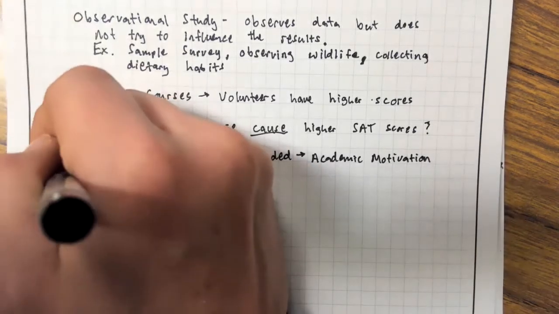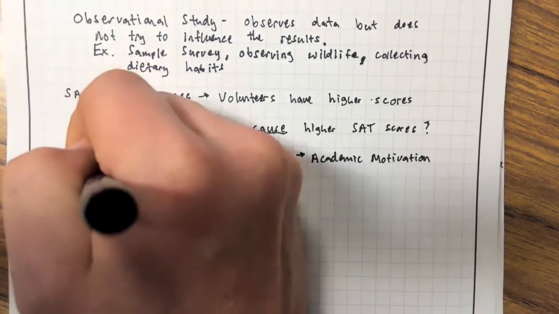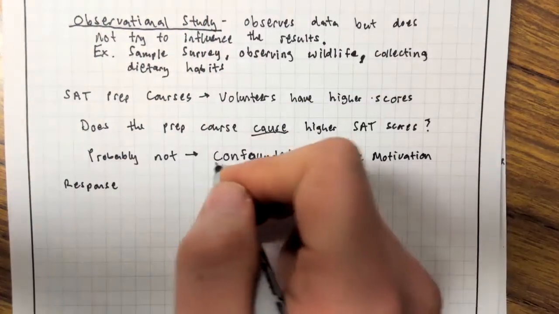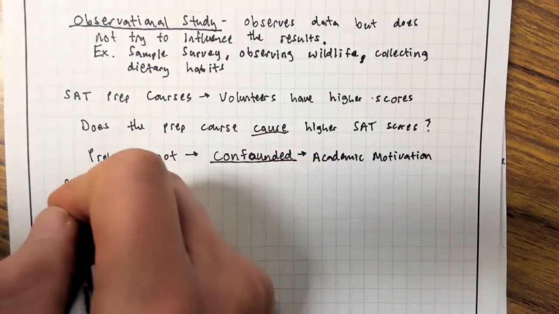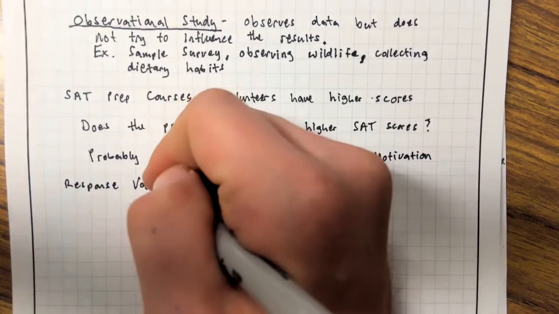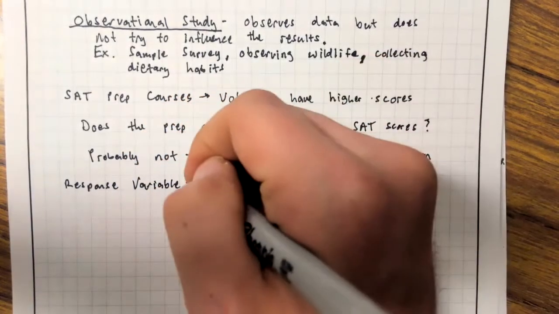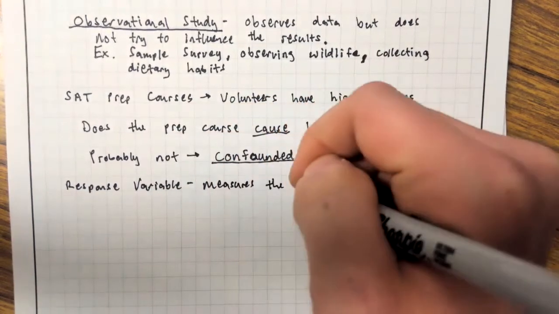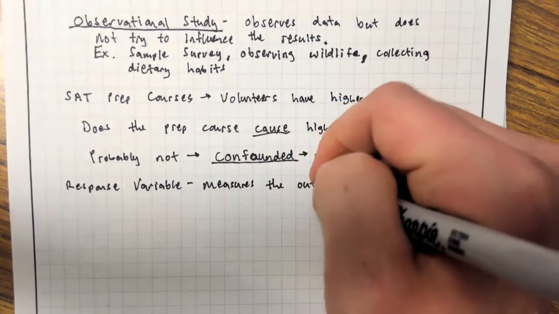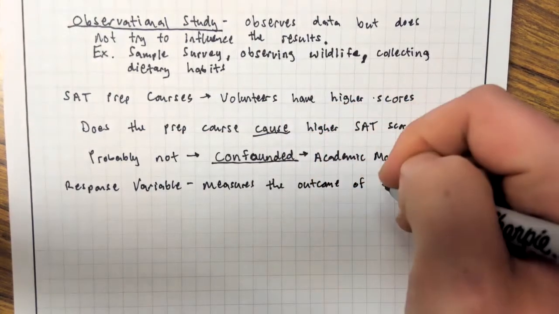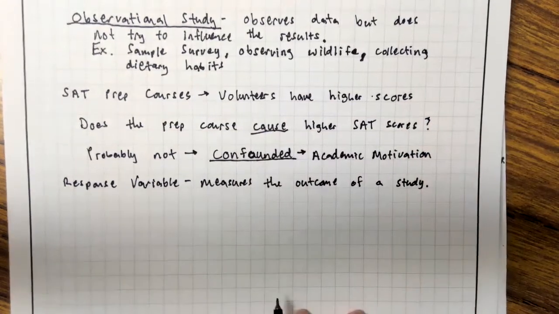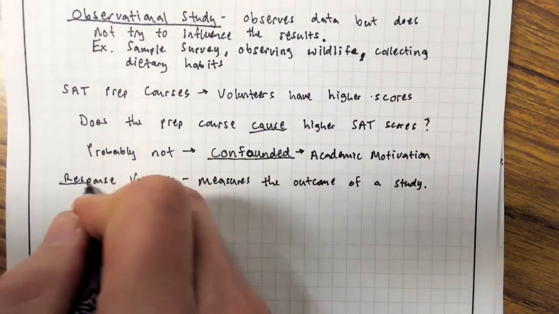So that's something that we need to talk about as well. A response variable, another vocabulary word here. So we've done observational study, we've done confounded, and now response variable. So what is a response variable? It measures the outcome of a study or experiment. Response variable measures the outcome.